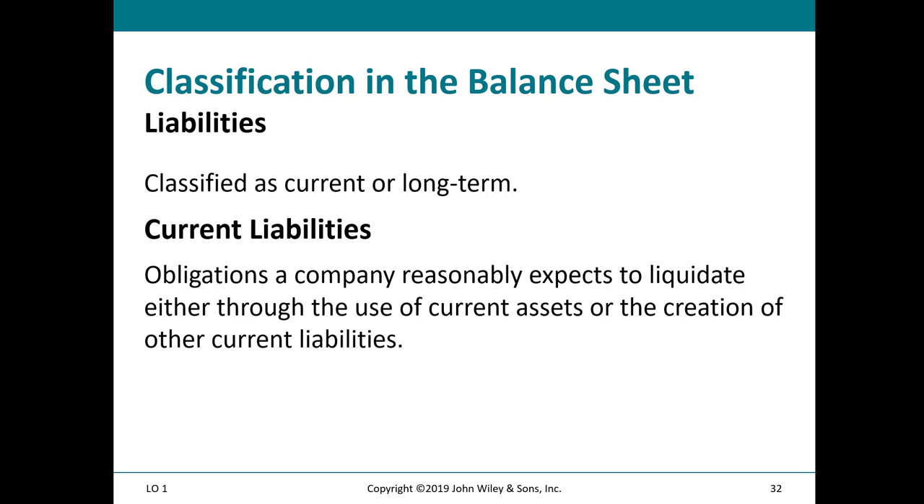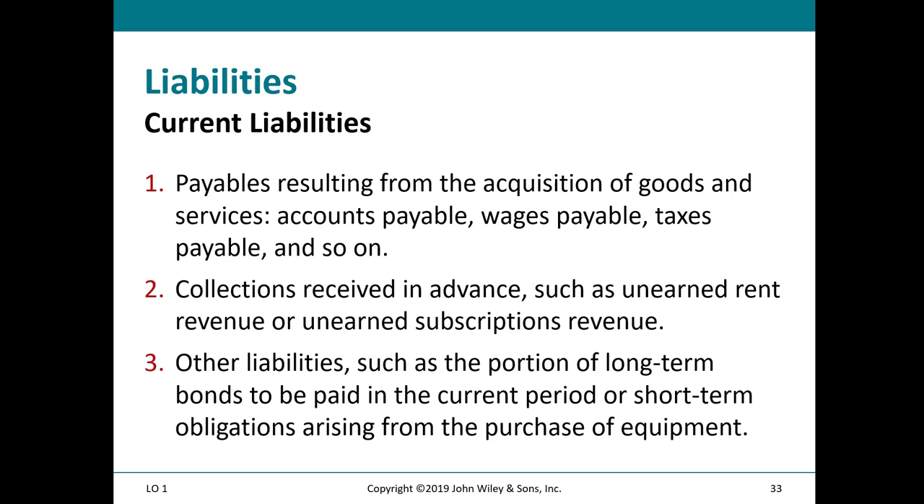Current liabilities are those obligations a company reasonably expects to pay, either through the use of current assets, for example cash, or the creation of other current liabilities. Generally, current liabilities need to be paid within 1 year or 1 operating cycle, whichever is longer.